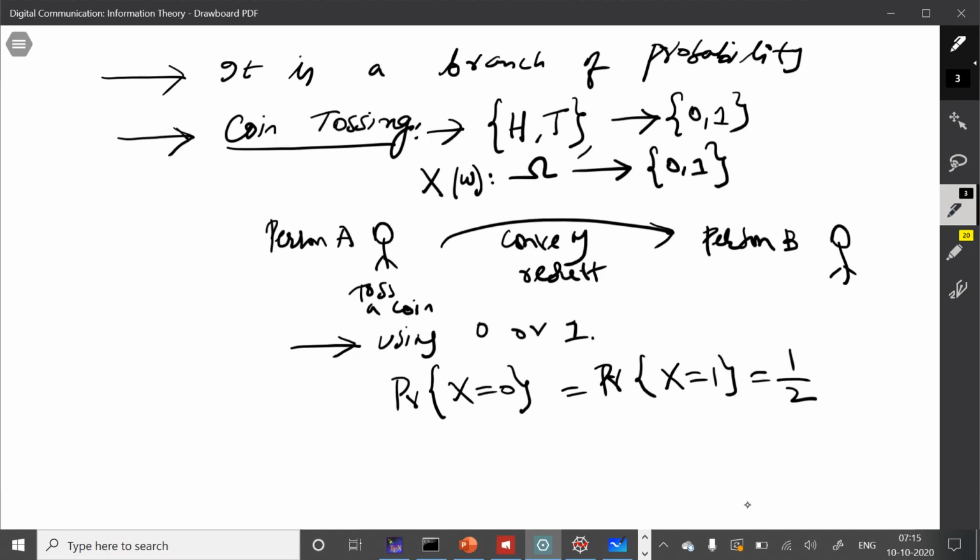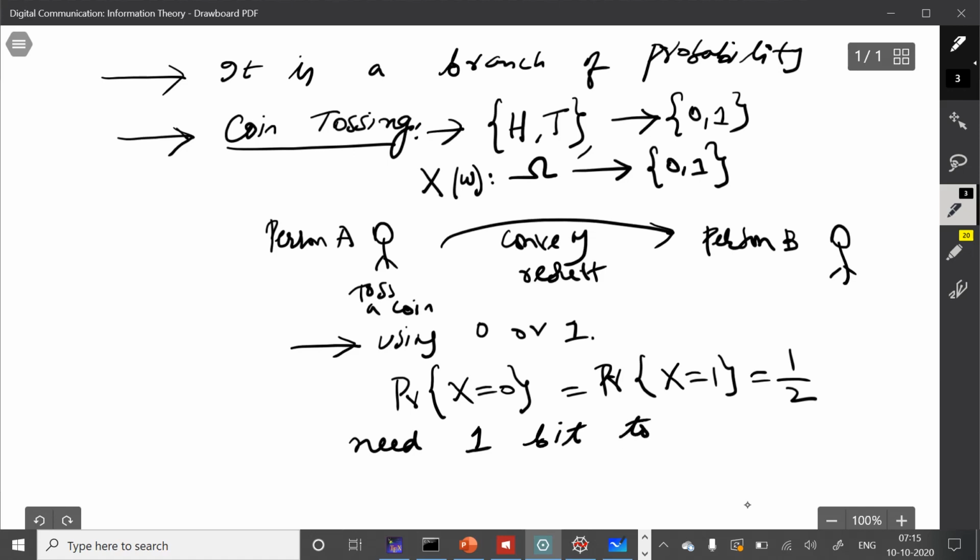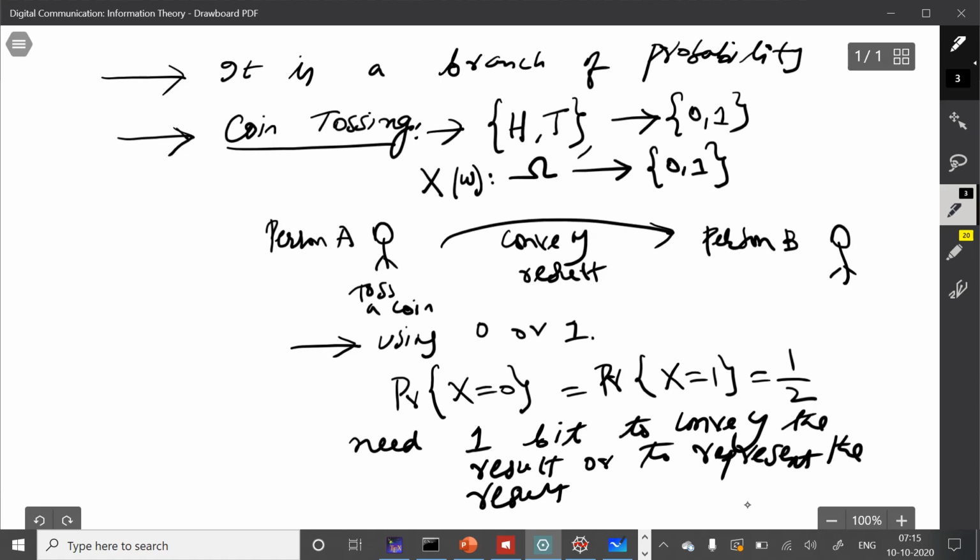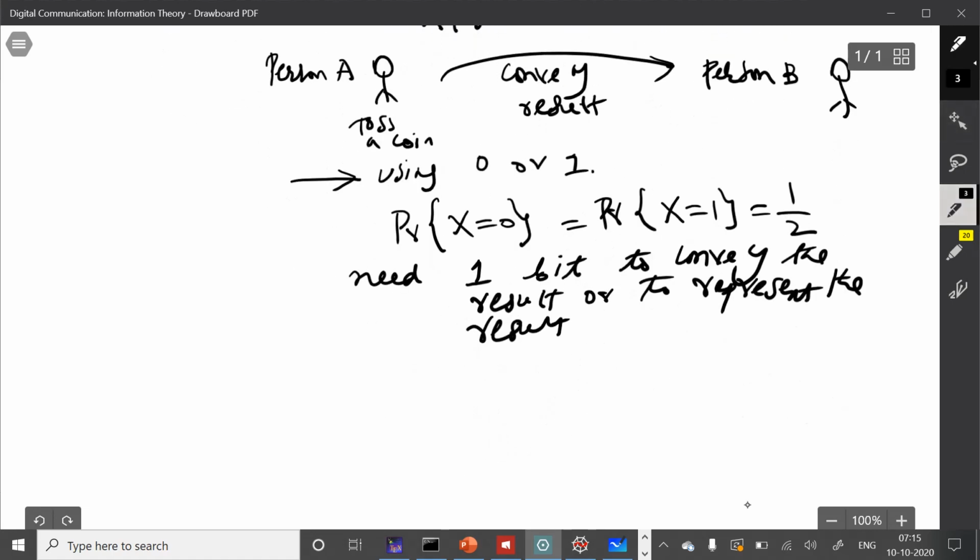Now if you think empirically how many bits at least you need, definitely there is no other option. You need one bit to convey the information, or to represent the result. Trivial example. Now, at least one bit means that you can use more than one bit also. Suppose you use 0 0 for head and 1 1 for tail. No one can stop you from doing that. But here you are wasting one bit, because you are using 2 bits, but one bit will work sufficiently here.